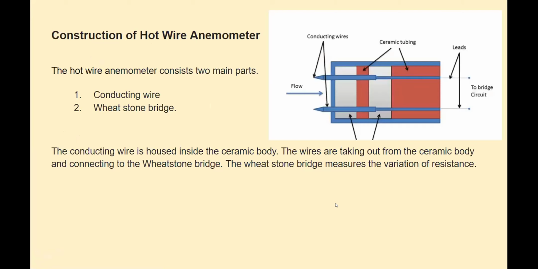The hot wire anemometer consists of two main parts, which are the conducting wire and the Wheatstone bridge. The conducting wire is housed inside the ceramic body. The wires are taken out from the ceramic body and connected to the Wheatstone bridge. The Wheatstone bridge measures the variation of resistance. Next, I pass to Amir.